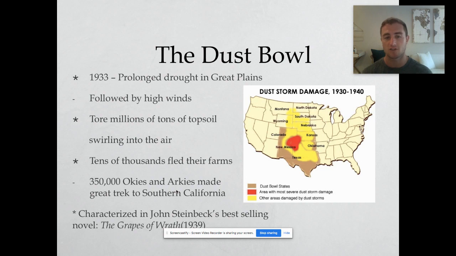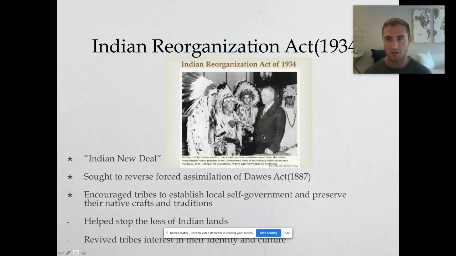Tens of thousands are going to flee. The Okies and Arkies, people from Oklahoma and Arkansas, are leaving, and many of them came to Southern California. My grandmother, Grandma Bernice, left South Dakota in this time and came to California for this very reason.